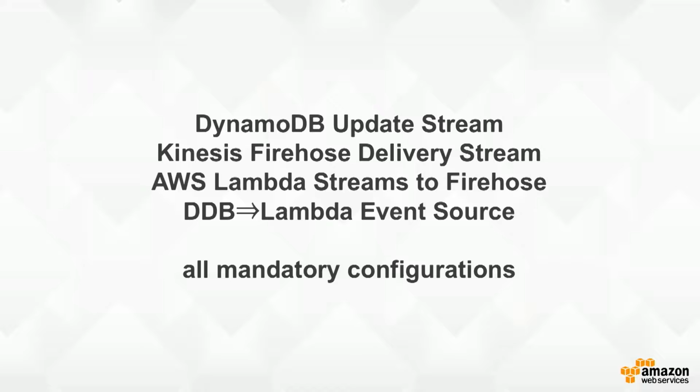So the components of the solution are: I have to have a Dynamo update stream, I have to have a Firehose delivery stream, I have to have Lambda streams to Firehose deployed in my account in the first place, and I have to have the Dynamo stream wired to my event source in Lambda. These are all mandatory configurations that now you're really trusting your developers to make sure that when they do a release and they create DynamoDB tables, they've included all of this. And an important question to ask yourself is, do you rely on policies to govern your environments? Or do you just say, actually, that's always going to be prone to human error. Let's use technology to do this.